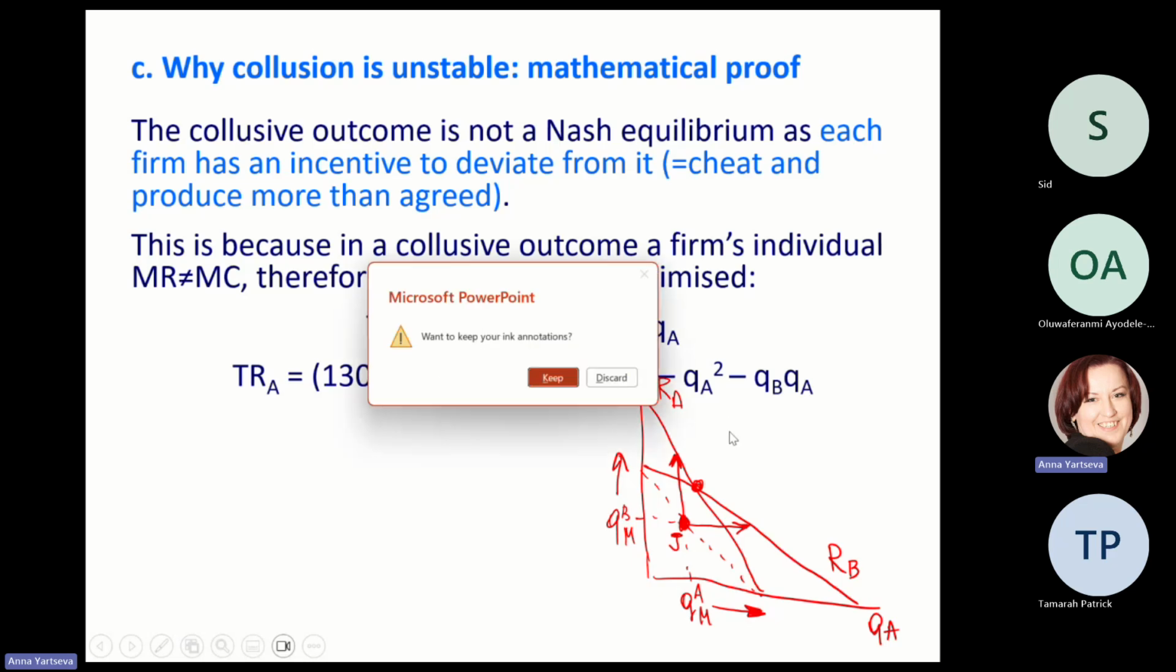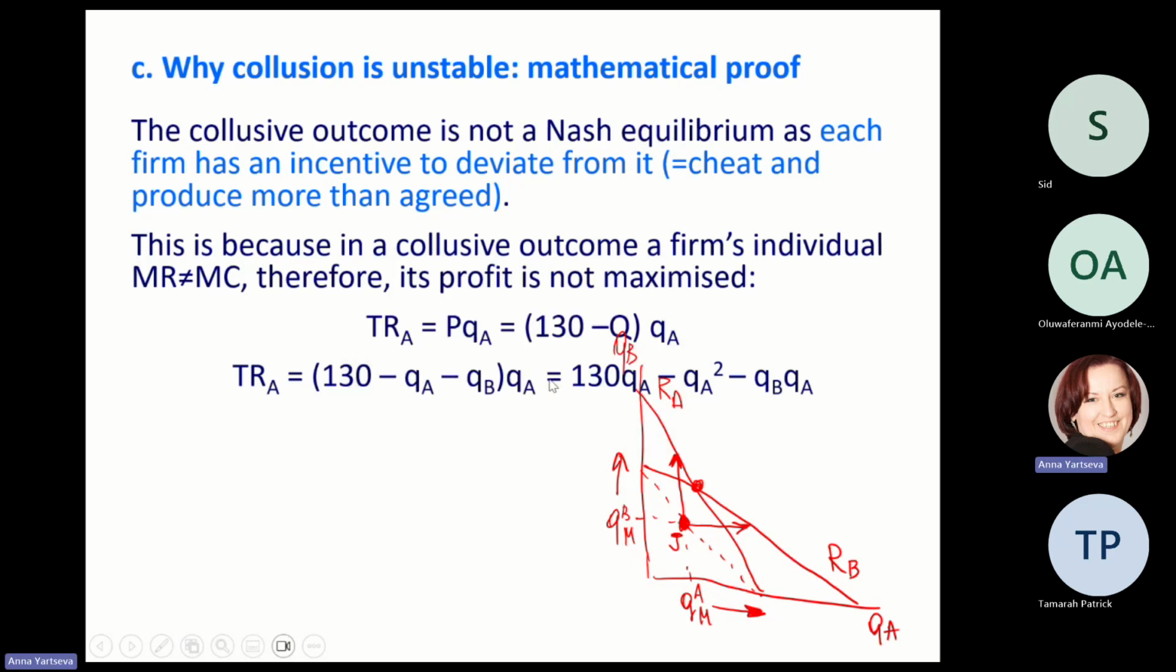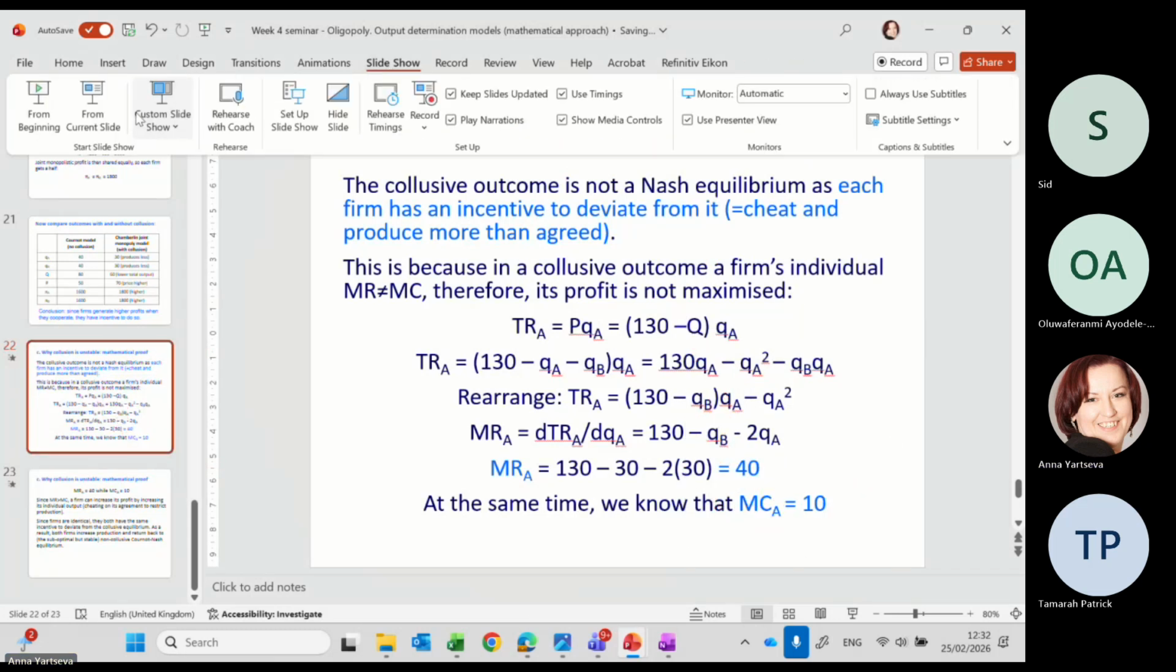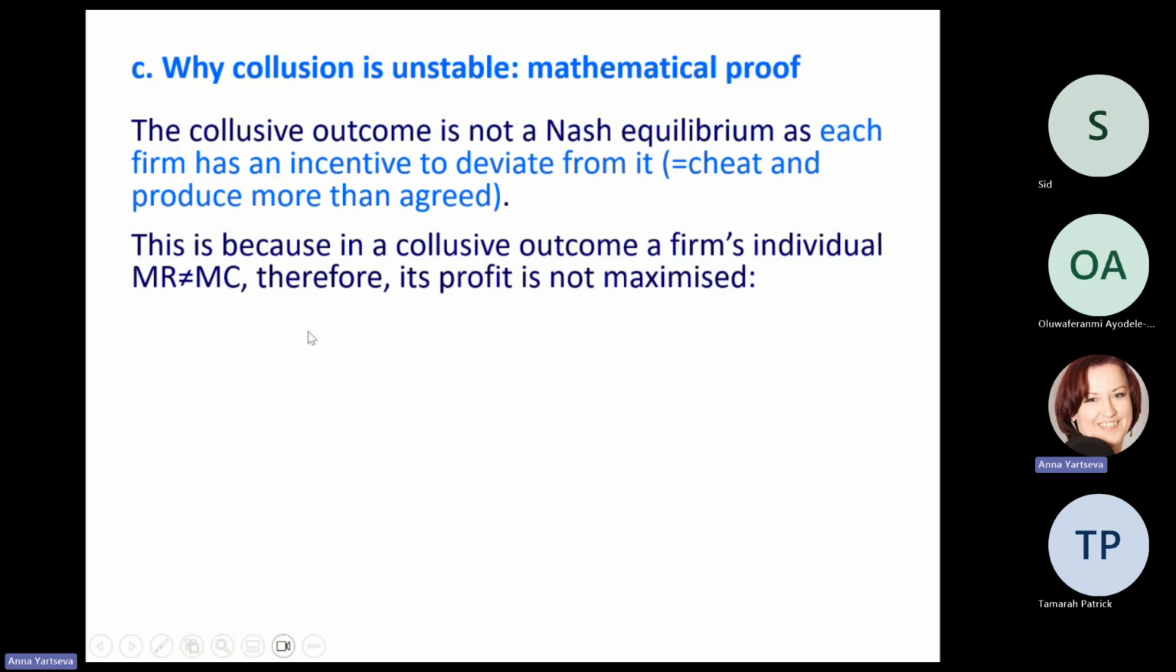What we are doing here, we're trying to demonstrate that individual marginal revenue is not equal to individual marginal cost. You know what? Let me just erase this so that it doesn't clutter our slide. Have a look. We are not on individual reaction functions. This is the graphical proof, but the mathematical proof of showing why this is a suboptimal equilibrium for an individual company is to demonstrate that marginal revenue is not equal to marginal cost. This is what we're trying to show.